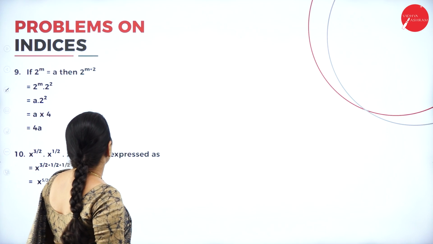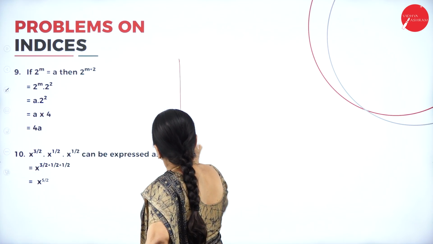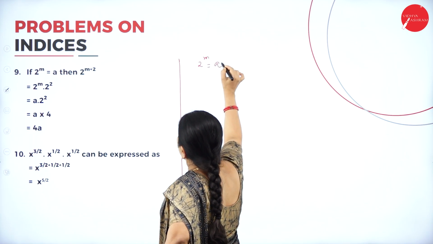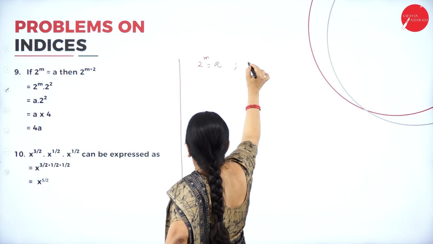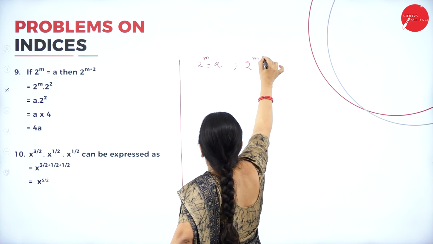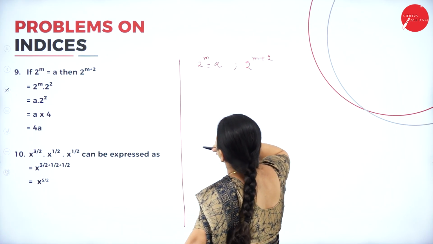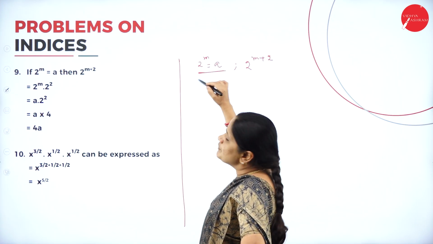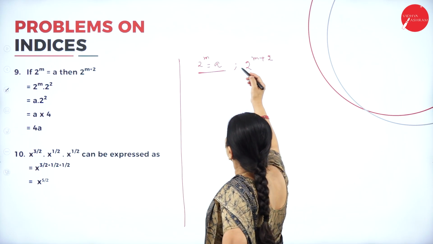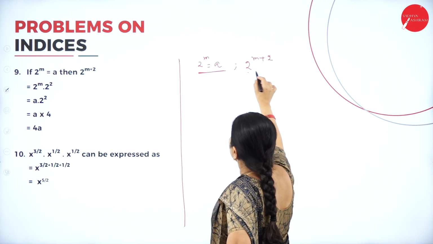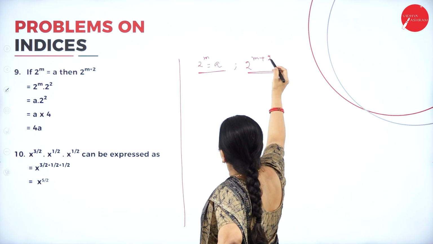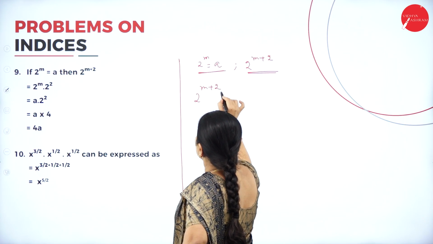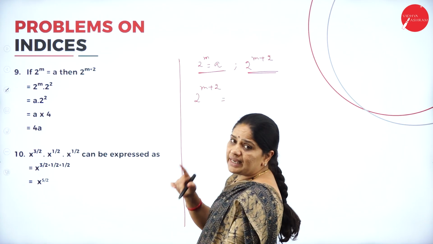Now, the next problem they have given here: 2 to the power of m equals a, then find 2 to the power of m plus 2. They have given us the value of 2 to the power of m. What is the value of 2 to the power of m? 2 to the power of m equals a. Now, they have asked us to find the value of 2 to the power of m plus 2. Now, you can apply the first law.